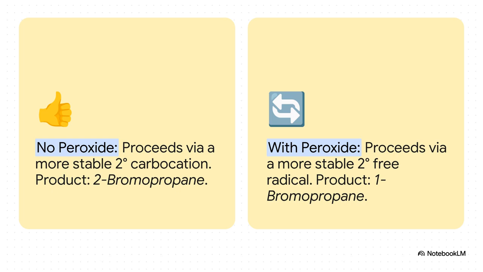Now look at the right. Add peroxide. The whole mechanism changes to a free radical pathway, you form a more stable secondary free radical, and your product is 1-bromopropane. You have to know both the product and the intermediate for each case.